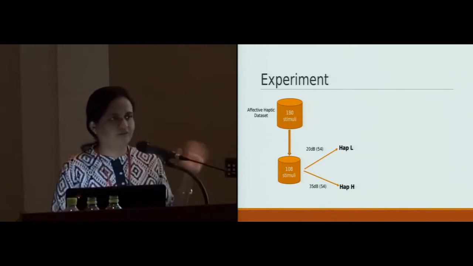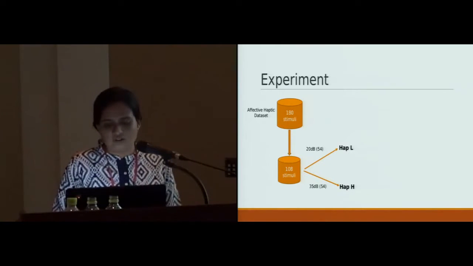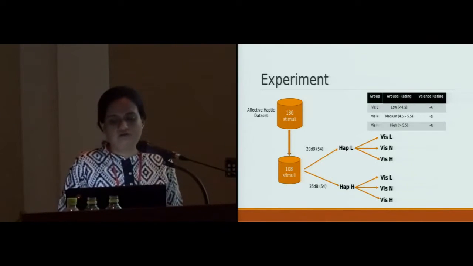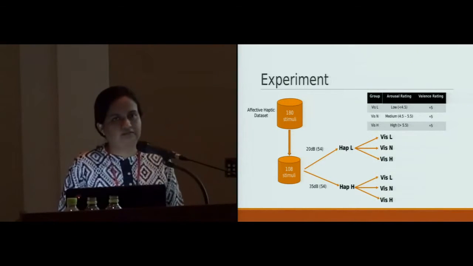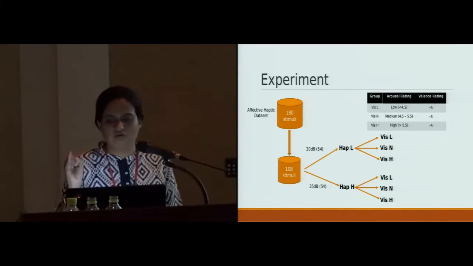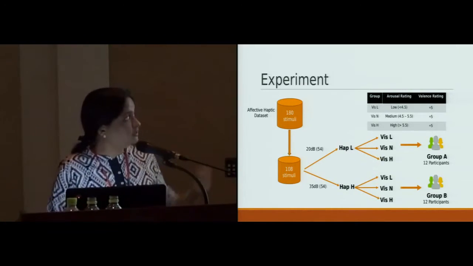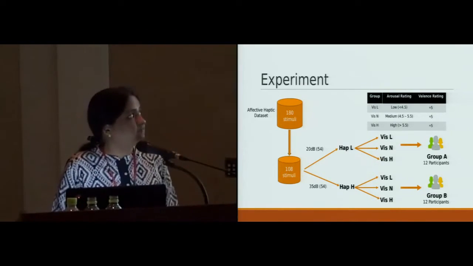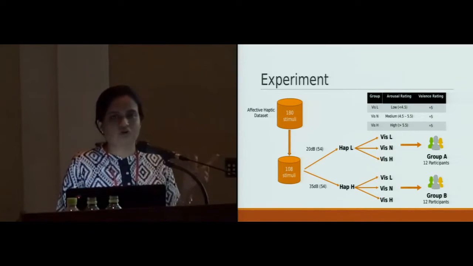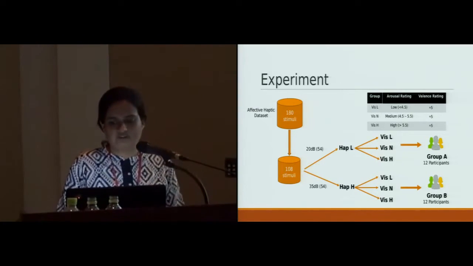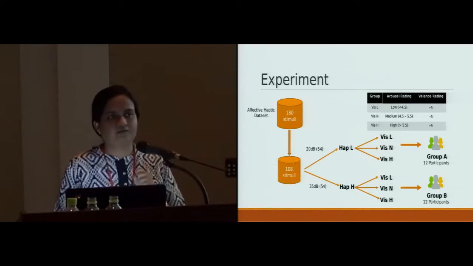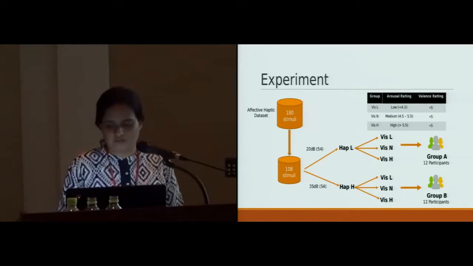So we had 54 stimuli in each. Now we paired this with the visual images from IAPS. So we chose 3 categories of images with low arousal, medium arousal, and high arousal. The valence was maintained at neutral. And each set of images, 54 images, was rated by one group of participants. So we had 24 participants in all. So from this group, we obtained the ratings for visual stimuli, the haptic stimuli, and the visual haptic stimuli.